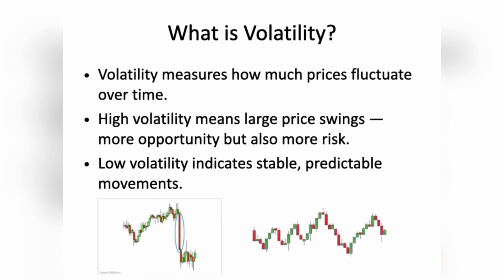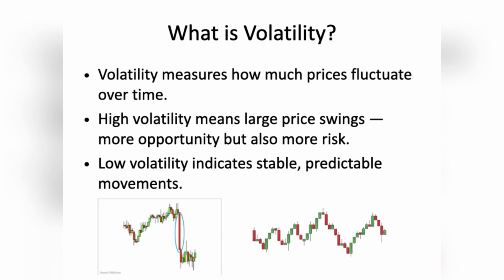Now, let's talk about volatility. Volatility measures how fast and how much prices move. In high volatility markets, prices move sharply and frequently, offering more opportunity but also more risk. In low volatility markets, prices move slowly and predictably. You can visualize this by comparing a calm price chart with one that has a wide-ranging candle. That's the difference between low and high volatility.